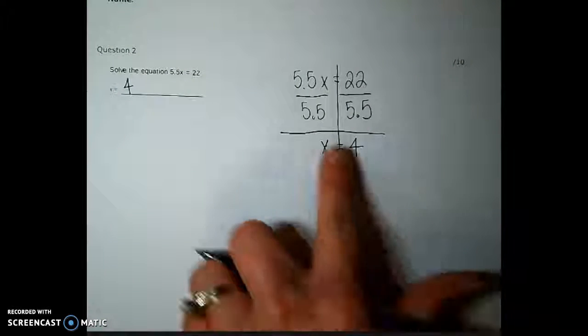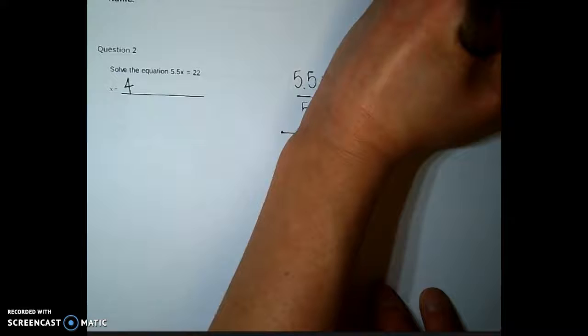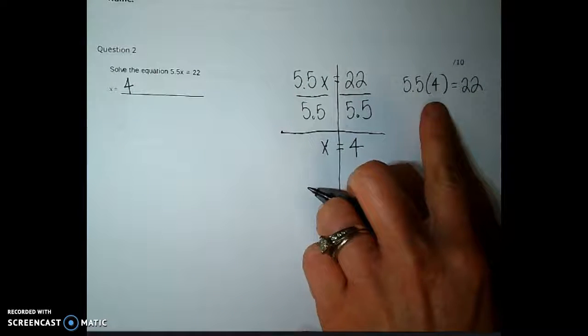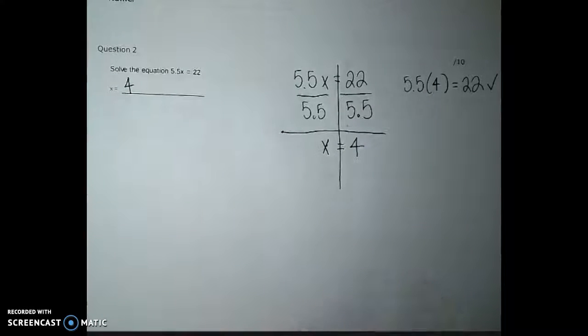Now I want to go back and double check my work, so I'm going to replace x with 4 and make sure that both sides are equal. 5.5 times 4 does give me 22, so I know I got the right answer.